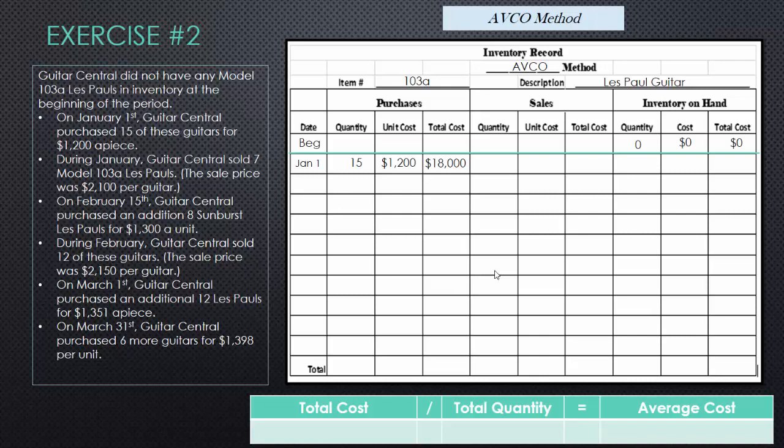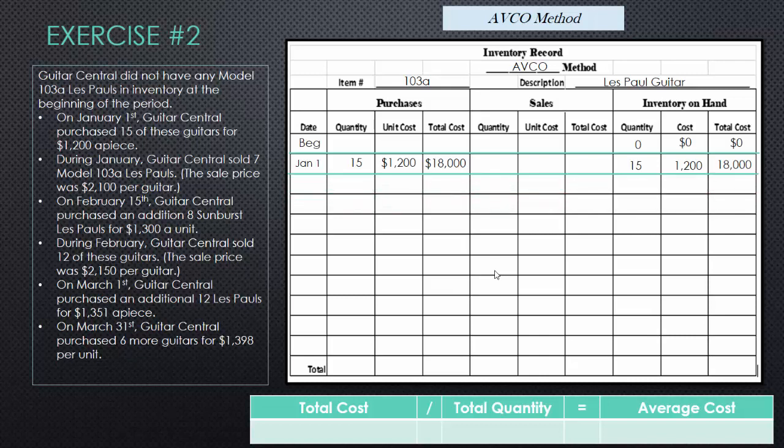And since we didn't have any inventory on hand to start the period, it's also going to be our inventory on hand afterwards. After this purchase, we have 15 guitars. Each one of them costs us $1,200 a piece. So the total cost of inventory that we're reporting on our books as of January 1st is going to be $18,000 for this model 103A Les Paul guitar.